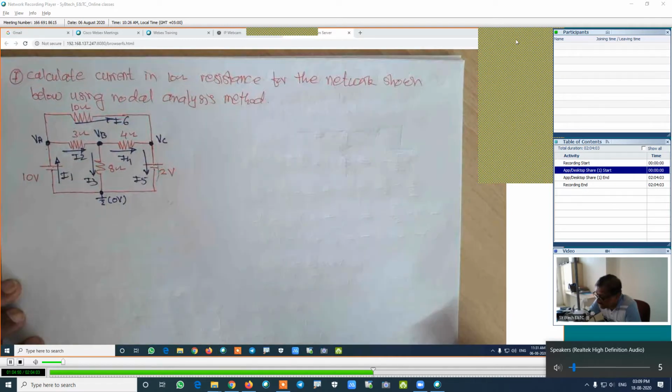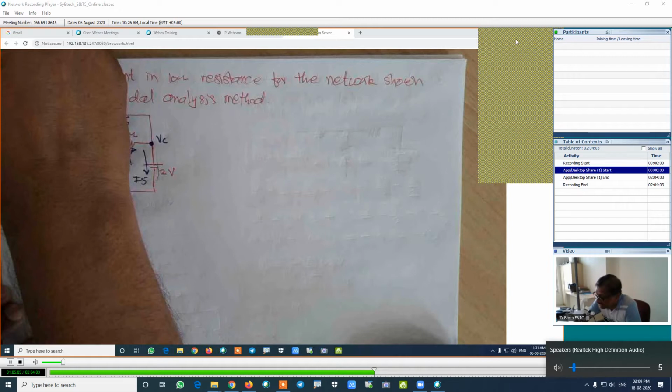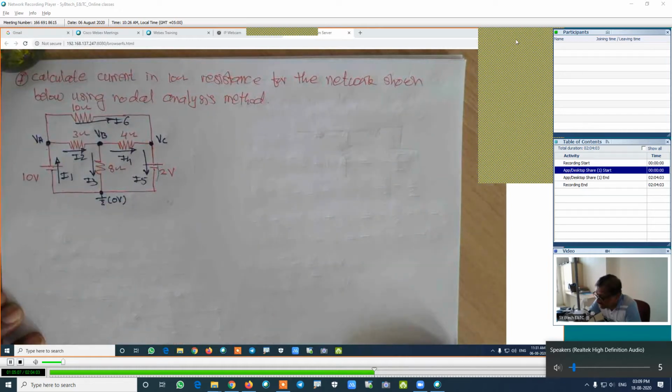That's why shifting of this node as well as shifting of this node is possible. No need of the super mesh, super node is required in this case. How is the super node? That I will discuss in the next problem.